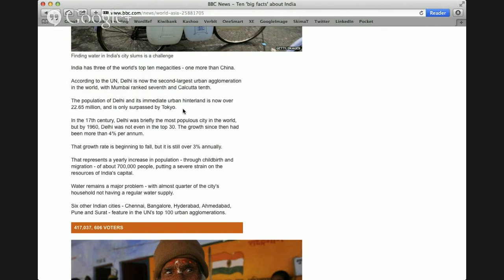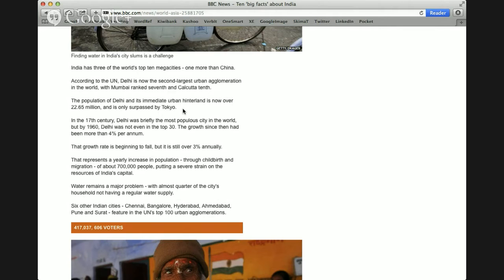The growth since then had been more than 4% per annum. That growth rate is beginning to fall, but it's still over 3% annually. That represents a yearly increase in population through childbirth and migration of about 700,000 people, putting a severe strain on the resources of India's capital. Water remains a major problem, with almost a quarter of the city's households not having a regular water supply.